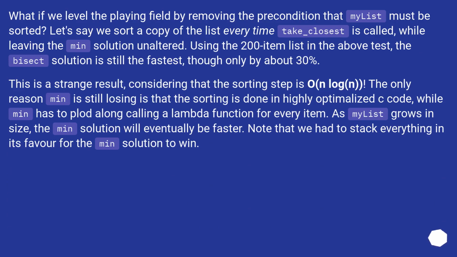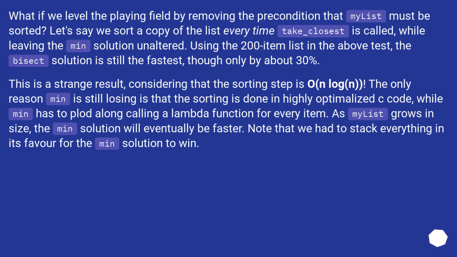What if we level the playing field by removing the precondition that my list must be sorted? Let's say we sort a copy of the list every time take_closest is called, while leaving the min solution unaltered. Using the 200 item list in the above test, the bisect solution is still the fastest, though only by about 30%. This is a strange result, considering that the sorting step is O(n log n).